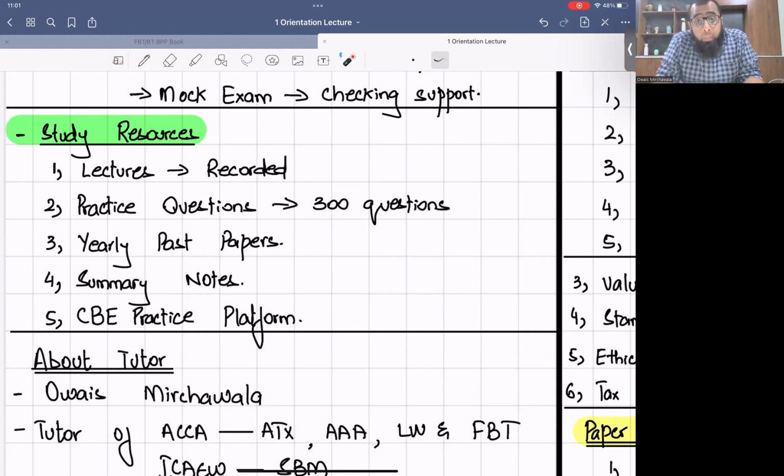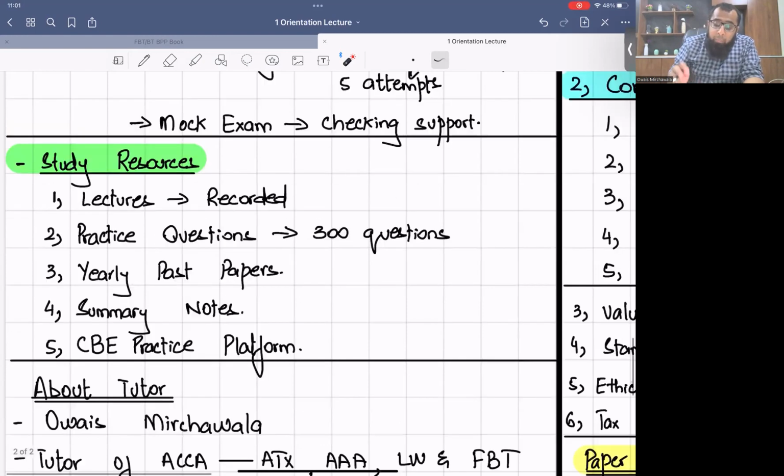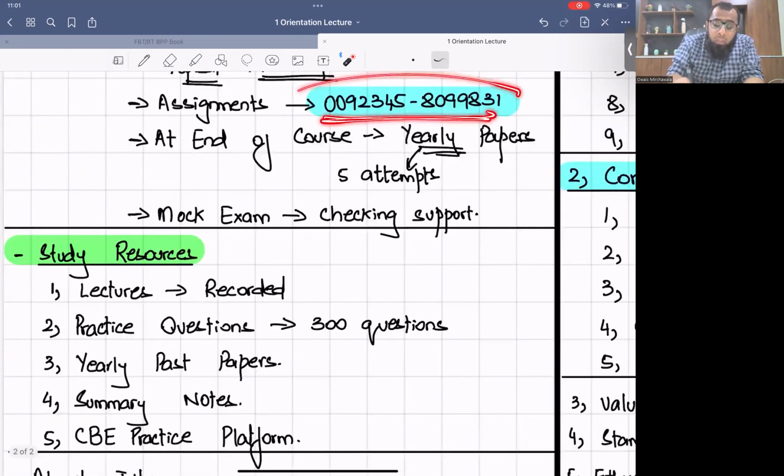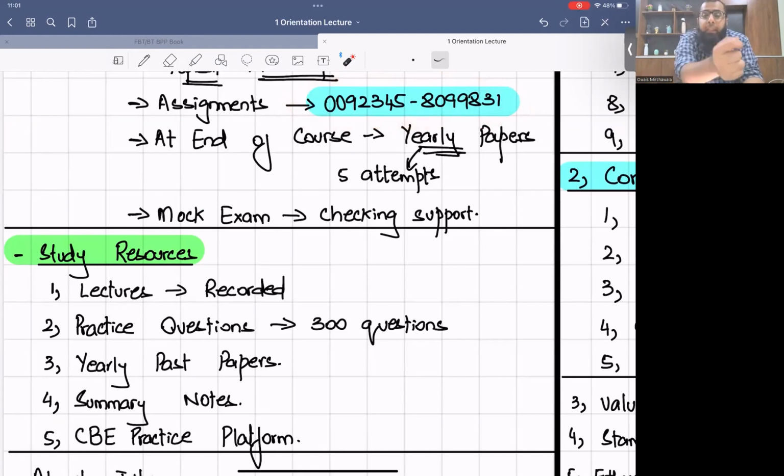Now, what about the queries? So you have my WhatsApp number. Here is my WhatsApp number. Whenever you have a query, feel free to just WhatsApp me, that, sir, I want to ask this. Normally, I reply instantly. But if there is a delay, like if I'm in a class or if I'm busy, maximum one day, you will get a response to your query. So it will be just like studying in the class.